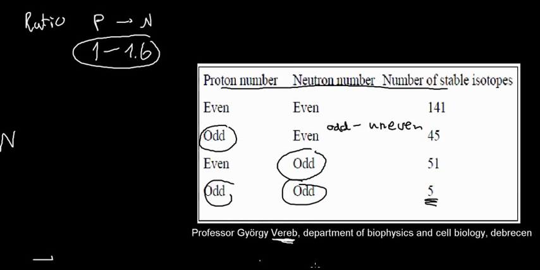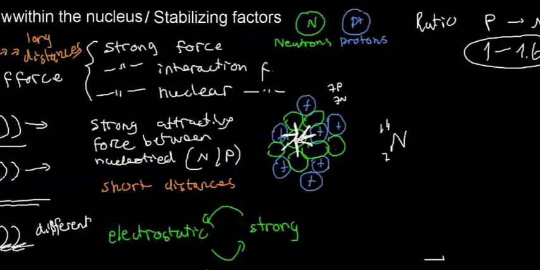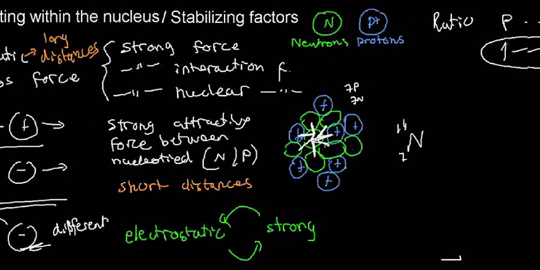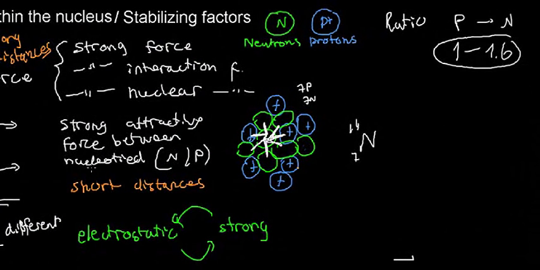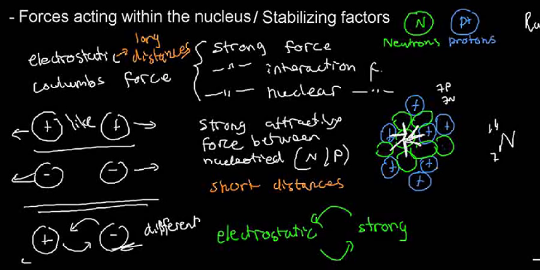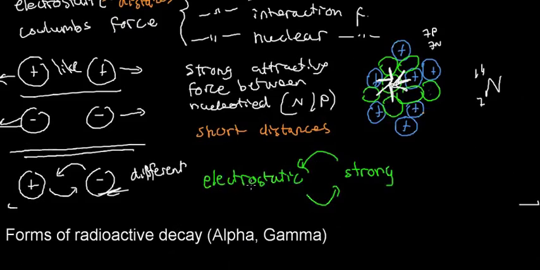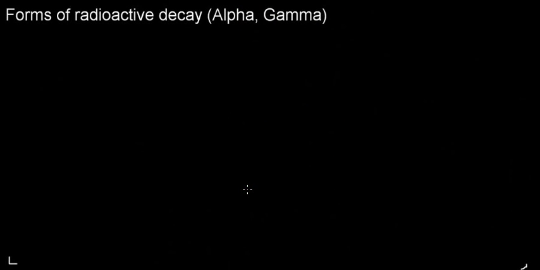So perfect. As far as the factors contributing to the stability of the nucleus, we covered that, and it's super important to understand the ratio is really the main issue here. This ratio, and the further we are from it, the less stable our isotope is going to be. All right, so we covered the forces acting within the nucleus and the stabilizing factors. So let's start touching on the idea of radioactive decay.